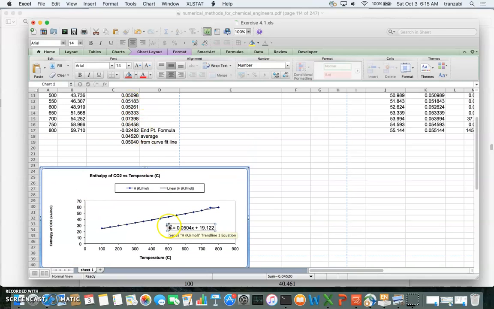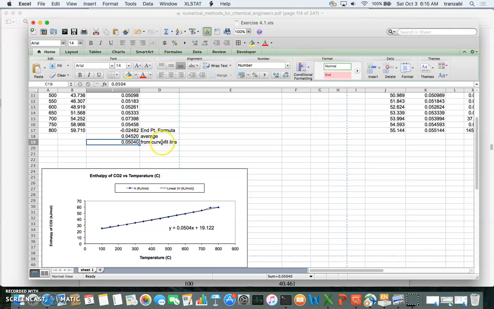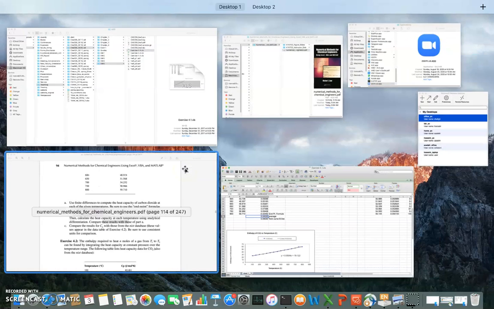So if you want to compare the solution of part B and part A, I'm going to copy the slope right here. This is the slope from the curve fit. This is the average we got from part A, and these should be very close, which I think it is. So I think we are fine, almost on the right track. Okay, so that was part B.